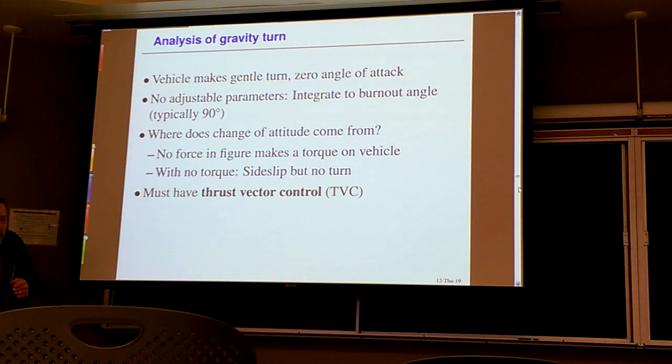But in practice, that's not what happened. In practice, you have to have this steering mechanism to just keep it along its length.